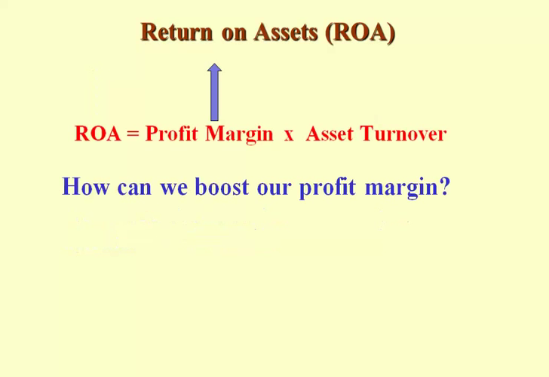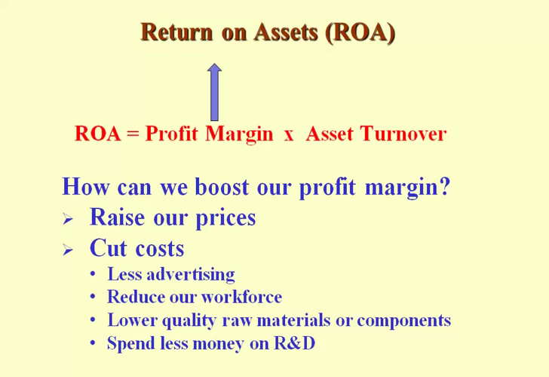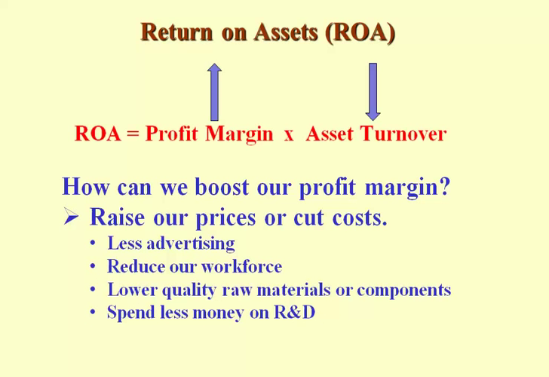So the question becomes, one, how can we boost our profit margin? We could boost our profit margin by raising our prices. We could also consider cutting our cost. For instance, we could spend less money on advertising, reduce our workforce, use lower quality raw materials or components in our product, or perhaps spend less money on research and development. The problem with all these choices is they're likely to reduce our sales in the short term, or certainly at least in the long term. Thus, they will reduce our asset turnover. So the impact on our return on assets is uncertain.